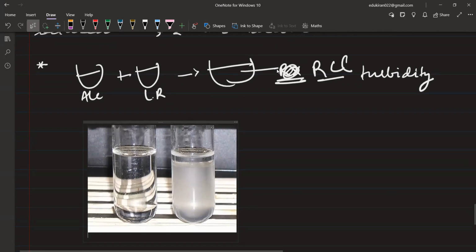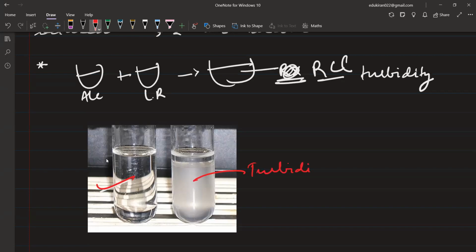Can all of you see now? Okay, this is your clean water. And this is the turbidity. This kind of turbidity is formed when you mix alcohol and Lucas reagent. Lucas reagent first of all tells you whether you have alcohol or not. If you have alcohol, then it is going to give you turbidity.